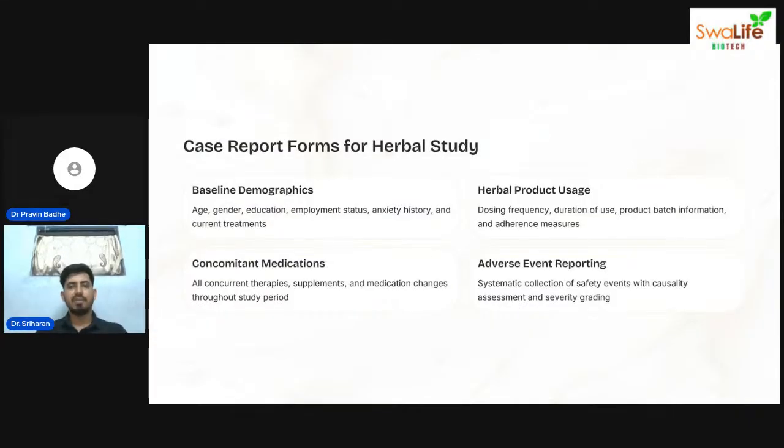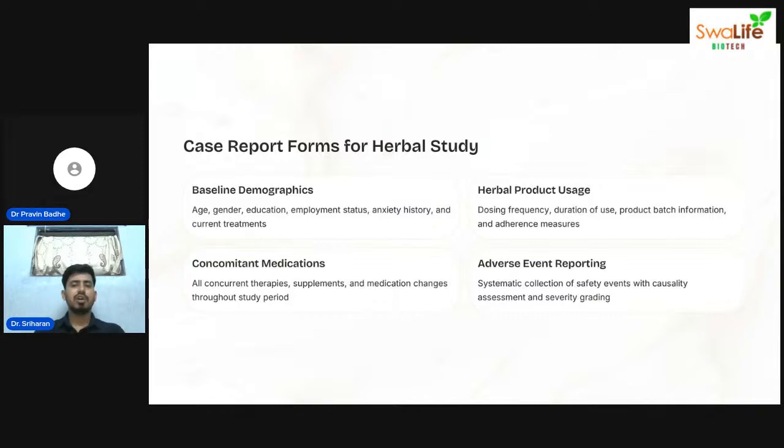Case report form for the herbal study. Using the case report form, likewise as we saw before, the baseline characteristics are age. Here we are using age as 18 and above, adult age, and gender, education, employment status, anxiety history. Likewise, the baseline characteristics should be taken.